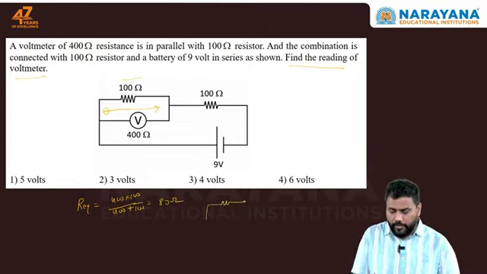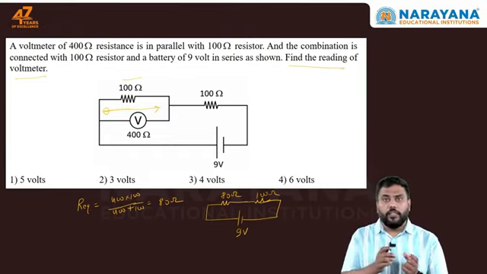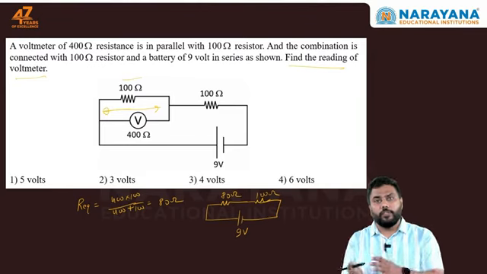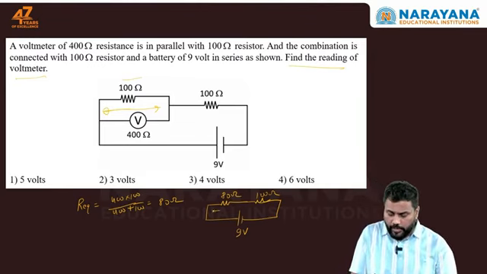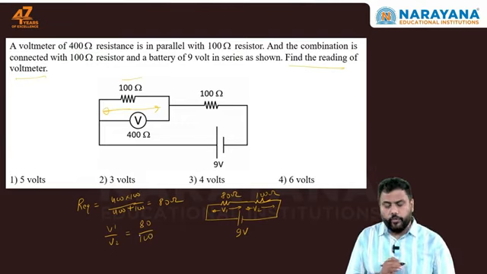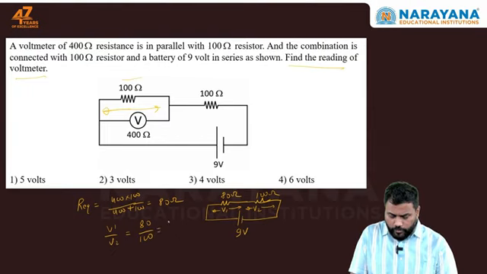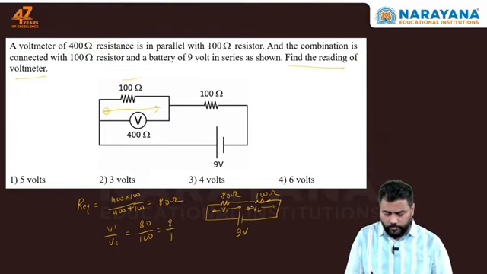Hence, the circuit has a resistor of 80 ohm, which is a combination of the voltmeter resistance and the 100 ohm resistor, and another 100 ohm resistor connected in series with this. And there is a 9 volt battery across it. We know in a series circuit, the current is the same and the potential drop is proportional to resistance. So the potential drops across the 80 ohm and across the 100 ohm, V1 and V2, should be in the ratio of resistance, which is 80 by 100, and the total sum of these two is 9 volt. You can see here, this is going to be 8:10, or 4 by 5.